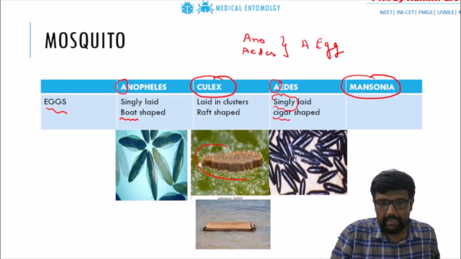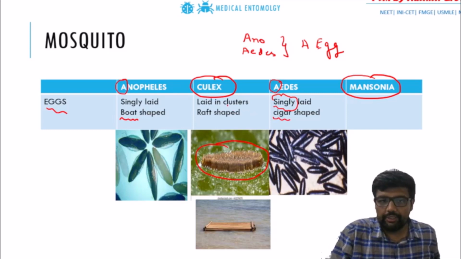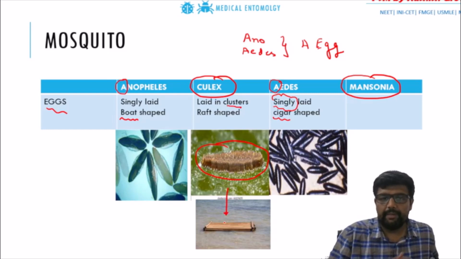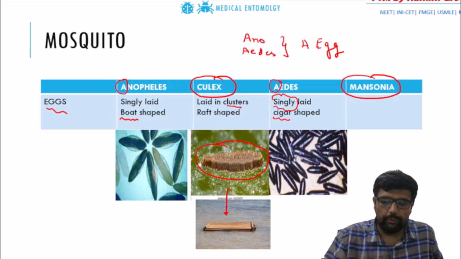As you can see here, Culex eggs are raft shaped. They are in clusters and they look similar to a raft. A raft is made up of bamboo which floats over the surface of water.